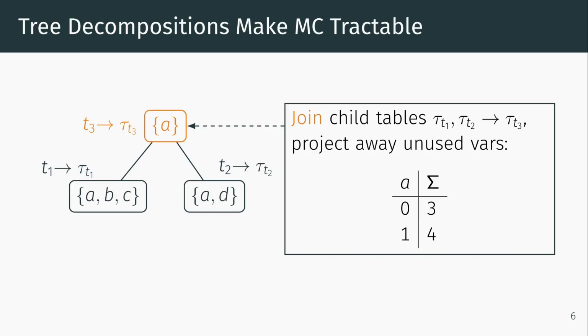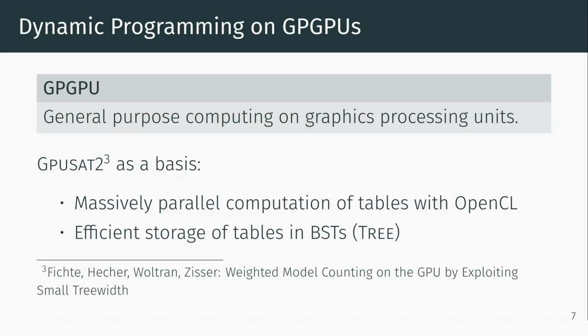Finally, we sum up all entries in our root node to obtain the final model count, in this case 7. Our work is based on GPU-Z2, which implements this approach for general-purpose graphics processing units. They use the OpenCL framework to leverage the massively parallel compute capabilities of these devices.